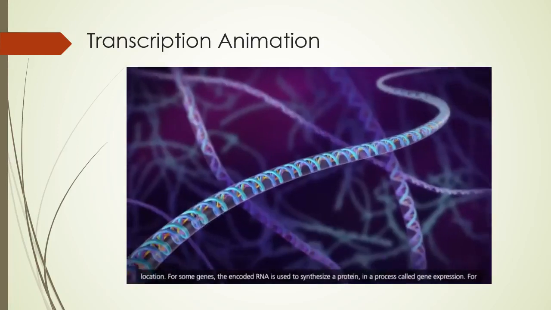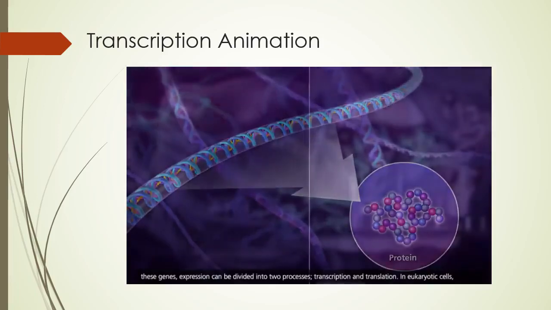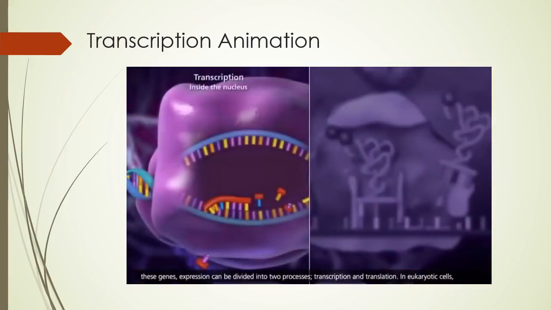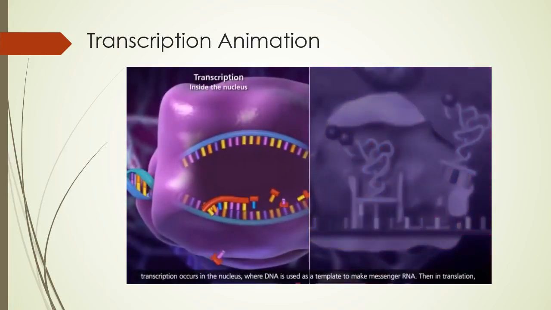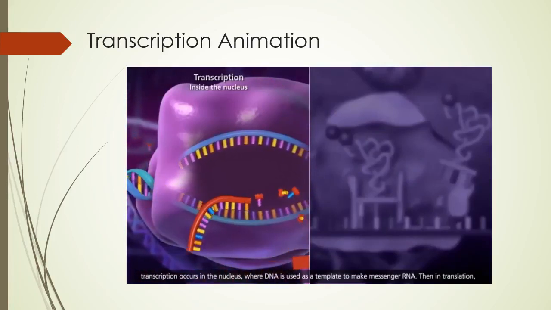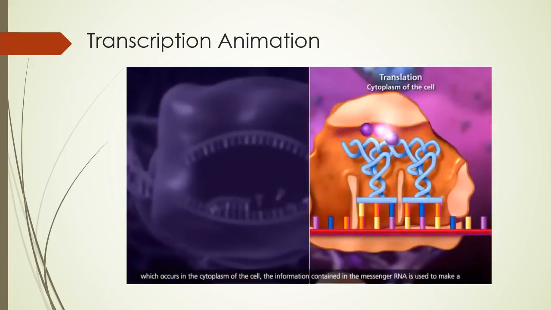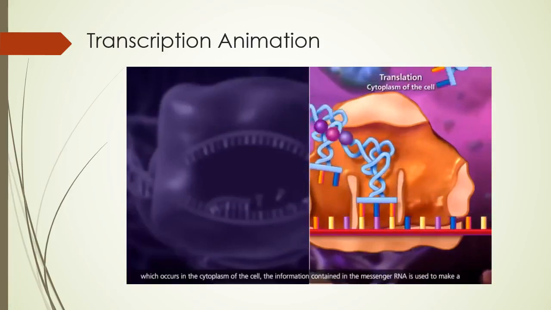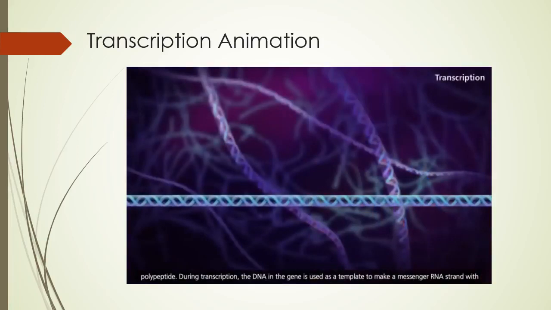For some genes, the encoded RNA is used to synthesize a protein in a process called gene expression. For these genes, expression can be divided into two processes, transcription and translation. In eukaryotic cells, transcription occurs in the nucleus, where DNA is used as a template to make messenger RNA. Then in translation, which occurs in the cytoplasm of the cell, the information contained in the messenger RNA is used to make a polypeptide.